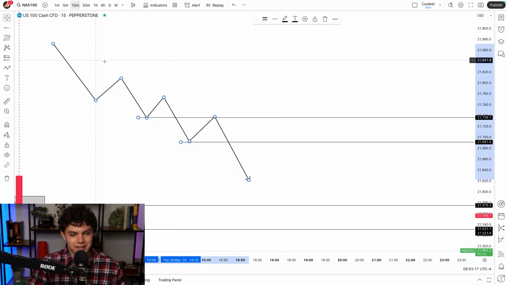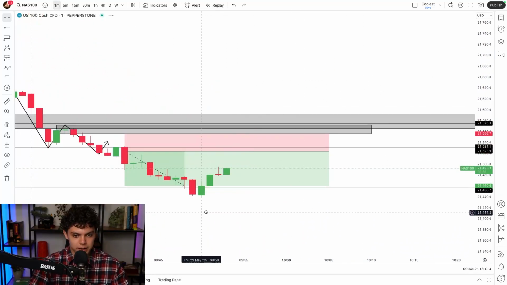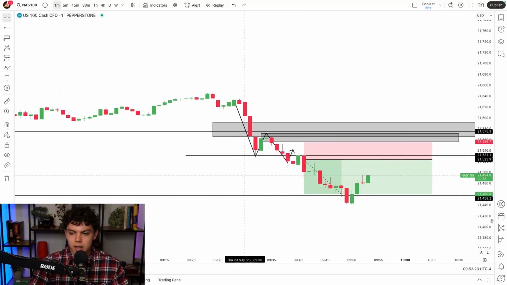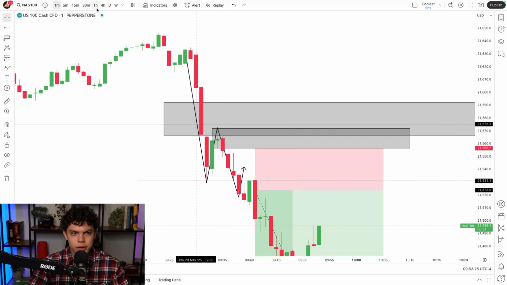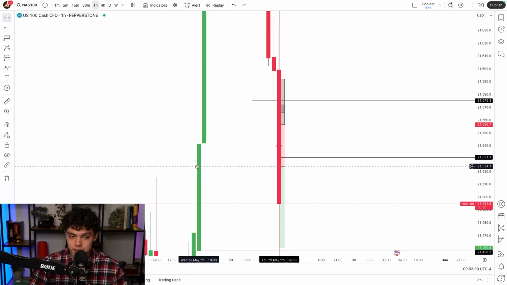But let me show you how exactly I actually did this. So let's go right here. Let's go to the 1-minute time frame. Session opened. All I wanted to see was, do we want to react from this fair value gap? We didn't. This is a fair value gap right here.